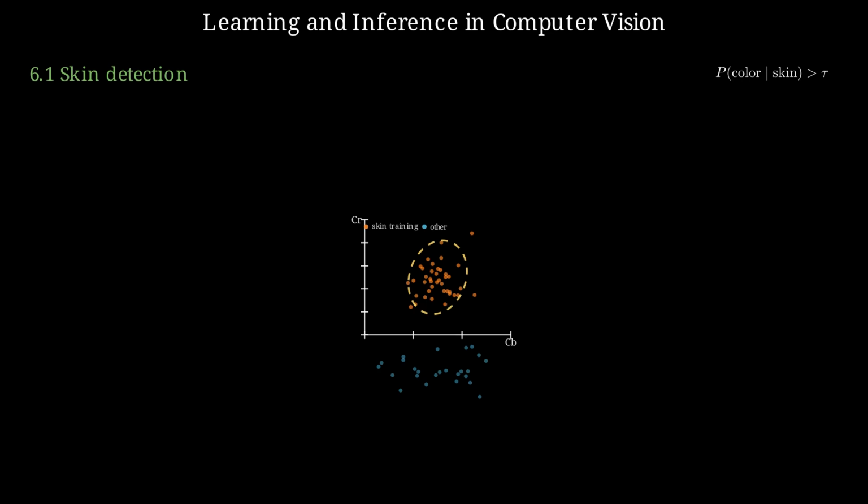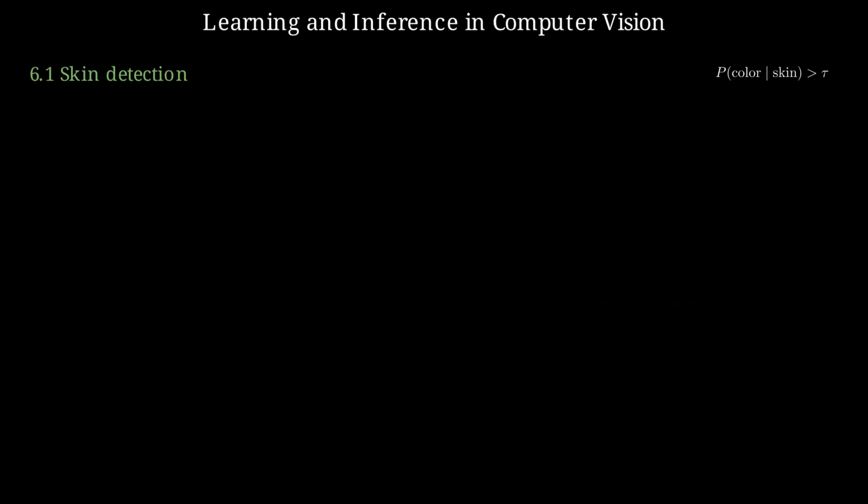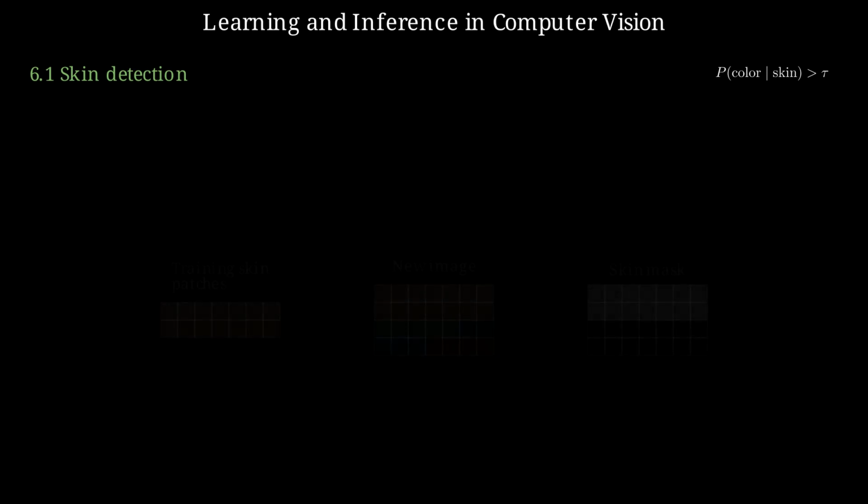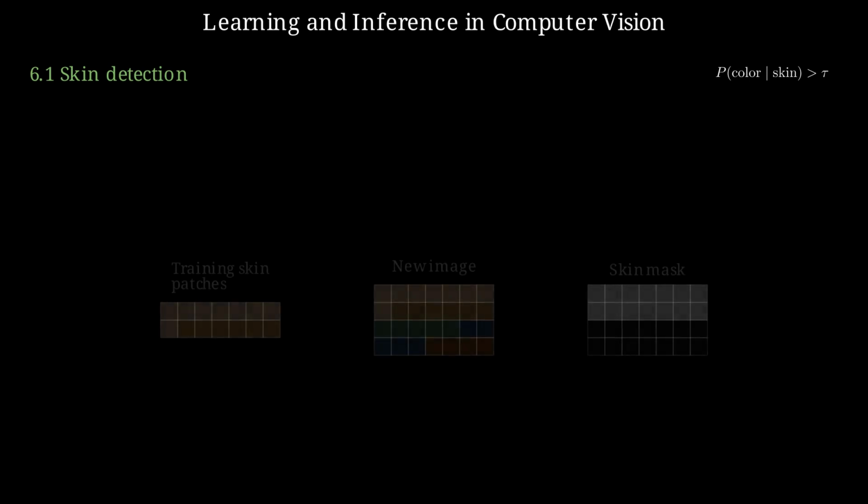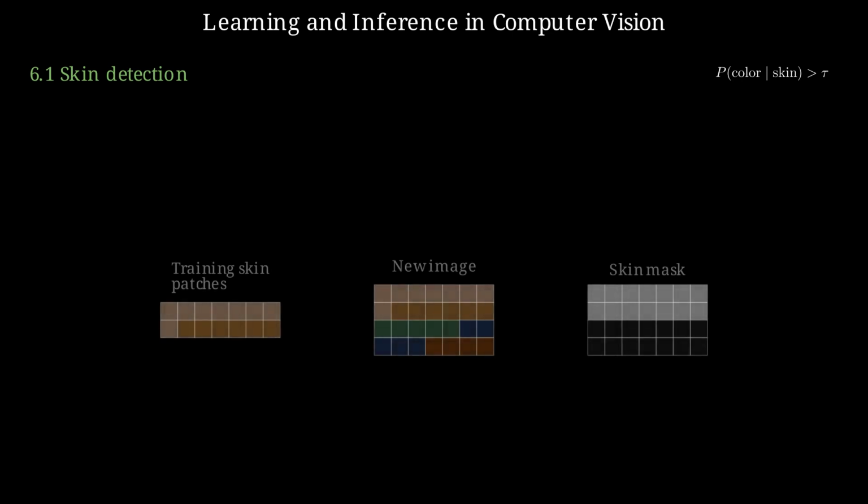The generative approach models skin pixel colors as a distribution, often a Gaussian in YCbCr or HSV, learned from labeled skin patches. Training collects thousands of skin-colored pixels from diverse faces and hands. We estimate the mean and covariance of color features. At test time, each pixel's color vector x is evaluated under the skin density. If p of x given skin exceeds a threshold tau, the pixel is labeled skin.